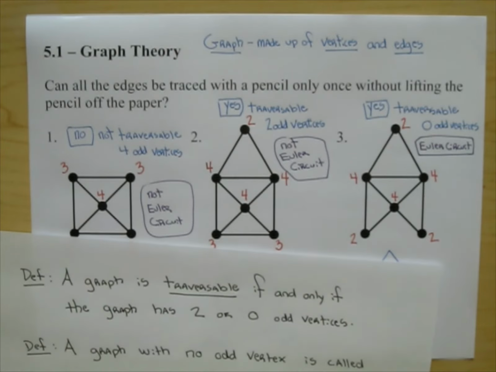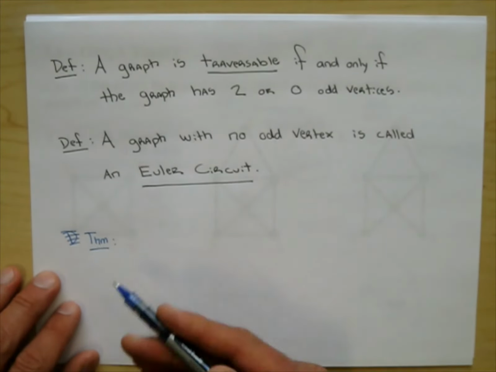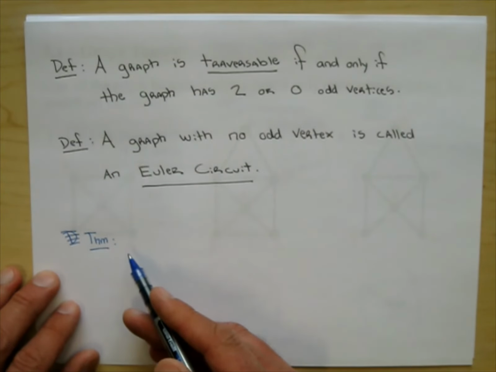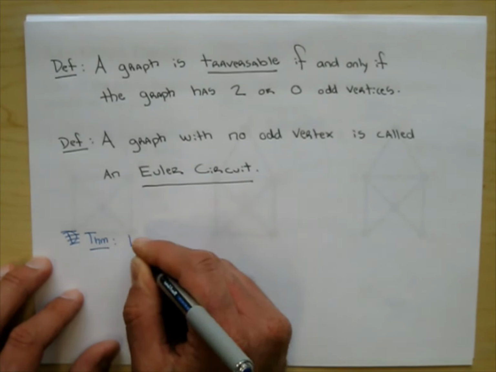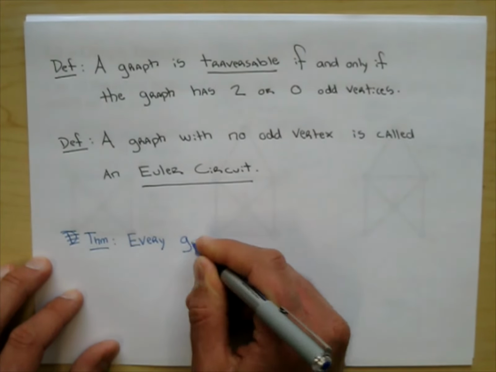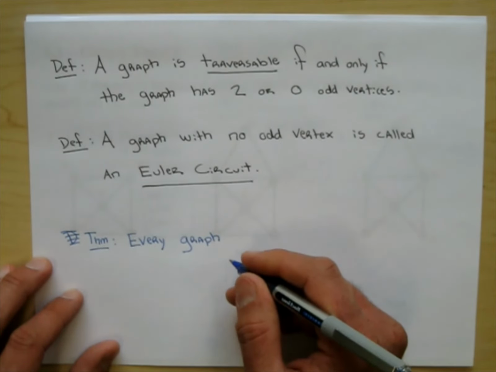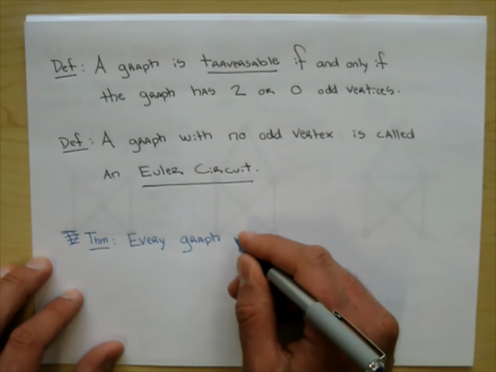So this is a graph theory theorem, and I've thrown it out here, not that you have to memorize this, but it says this: every graph has an even number of odd vertices.